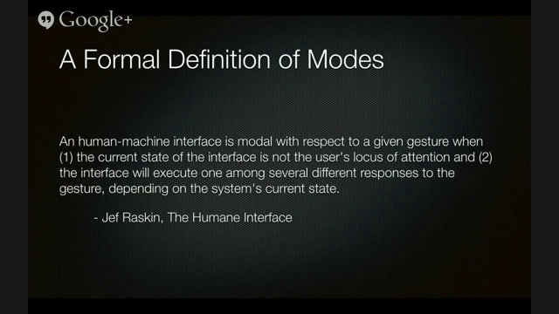So here's a more formal definition of modes and modality, by Jeff Raskin from The Humane Interface. He says a human-machine interface is modal with respect to a given gesture when one, the current state of the interface is not the user's locus of attention, and two, the interface will execute one among several different responses to the gesture depending on the system's current state. So this gets at the notion that it only counts as a mode if the user's not actively attending to it, which keeps coming up through Raskin's work. He's big on these sort of active modes.